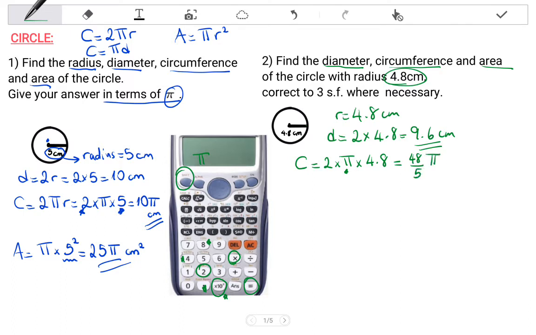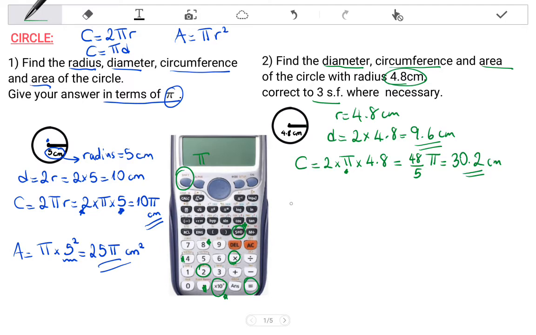And this is an exact value, but this is not our answer wanted in the question. We have to convert it into a decimal value. We can convert exact values into decimals by another button, which is the SD button here. Whenever you press this, you will have a long decimal on your display. Then you're going to do approximation correct to the wanted rounding. So 3 significant figures give us 30.2 centimeters for the circumference.